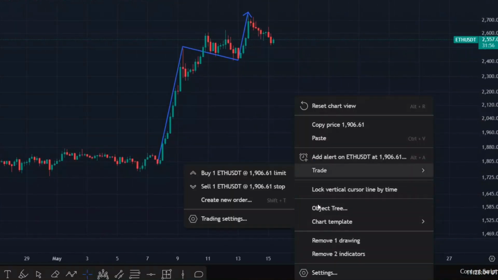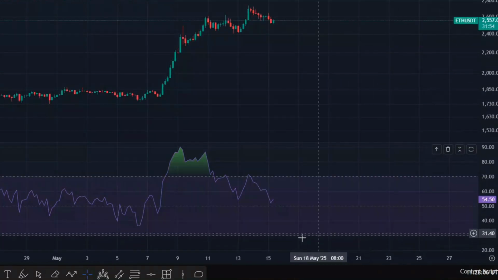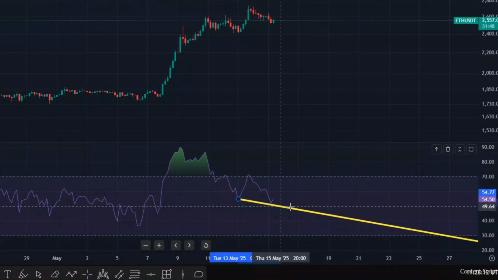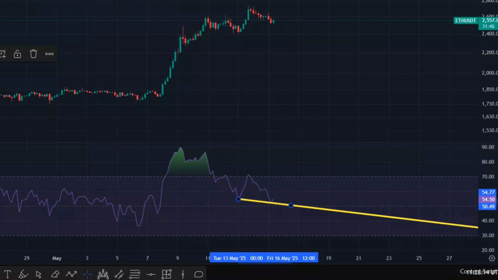On the 4-hour time frame, we also have an uptrend that is correcting in line with the trend. However, our RSI has a negative divergence, which means we may have a further downtrend.